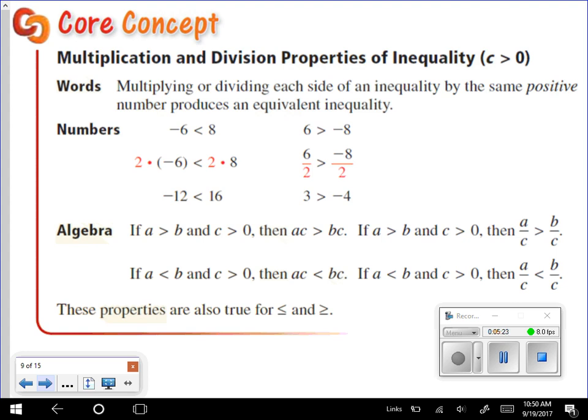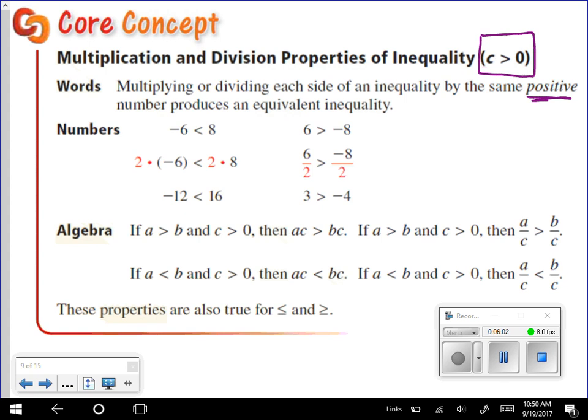So now we're on page 40 of your journal. The multiplication property of inequalities says, notice here, this is the one where C is greater than 0. Multiplying or dividing each side of an inequality by the same positive number produces an equivalent inequality. So, nothing new or crazy here. Negative 6 is less than 8. If we multiply by 2 on both sides, it's still going to be true as long as we do the same to both sides.